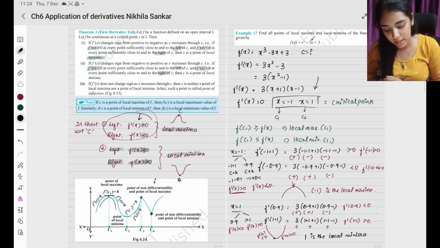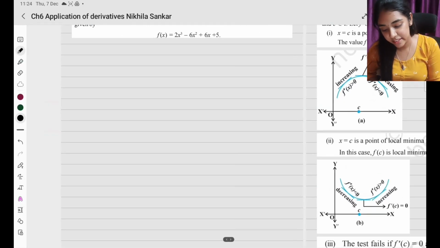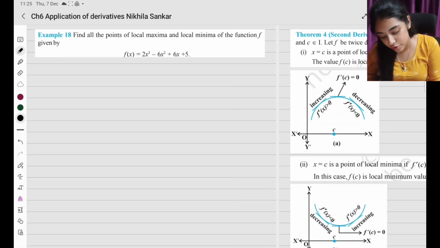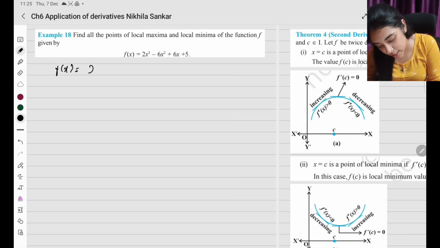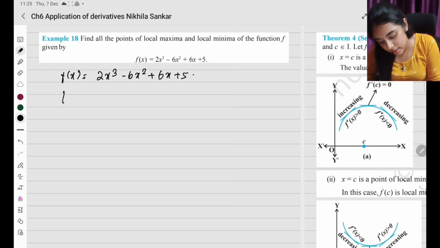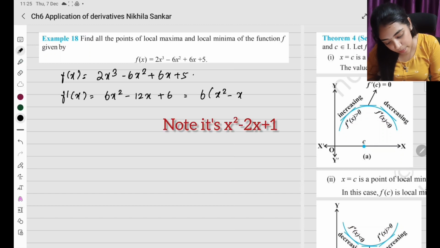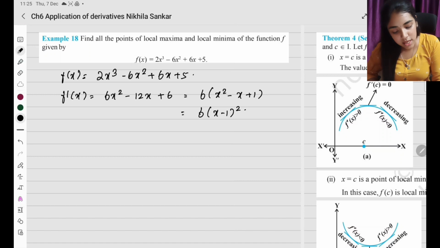Okay, now moving on to example 17. Find all the points of local maxima and local minima from the question. We are going to do the same thing we just did. So what am I going to do? I have f of x equals 2x cube minus 6x square plus 6x plus 5. So when I find the derivative f dash of x, I have 6x square minus 12x plus 6. When I take 6 common, 6 times x square minus 2x plus 1. So this is going to be 6 times x minus 1 the whole square.